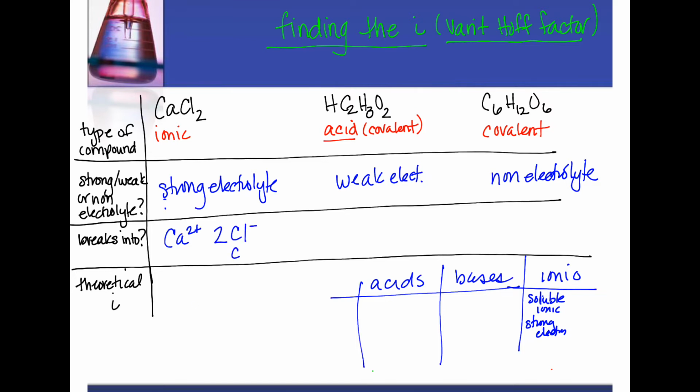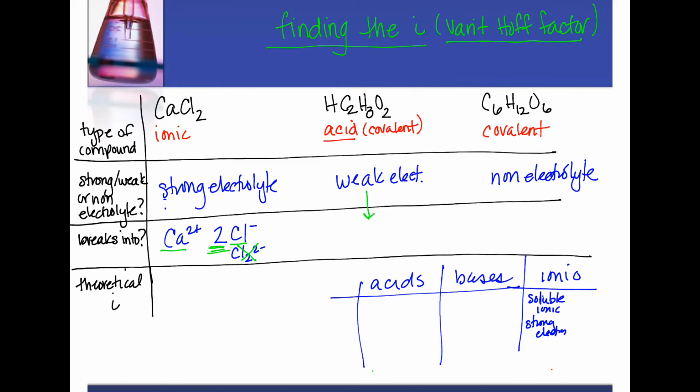Remember, it doesn't break apart into something like this. It doesn't make a diatomic. The 2 negatives aren't going to want to stick to each other, so it makes 2 separate chloride ions. So this is what it breaks apart into: calcium and 2 chloride ions.